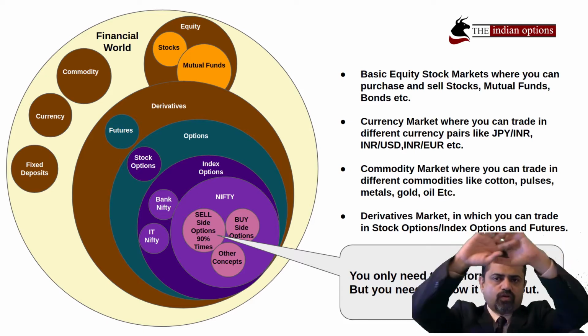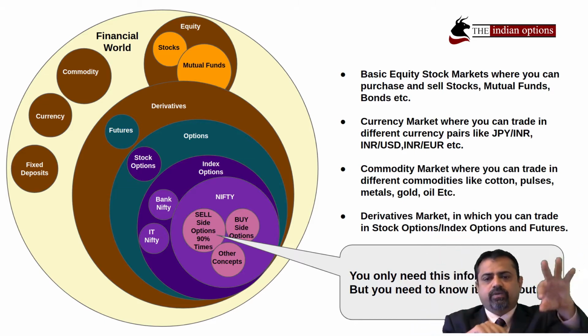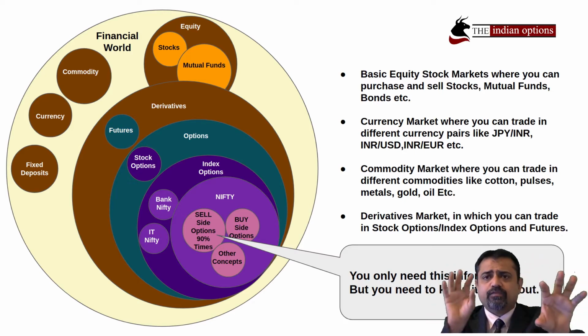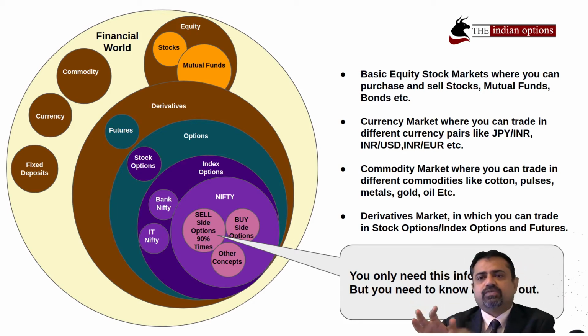So that is the whole finance world I have shown. There are different kinds of tools: equity, commodity, currency, fixed deposit. Forget about that, we are not going to deal with it. Coming back to derivatives, there are futures and options. We are not going to talk about futures, we are going to deal only with options. In options we have stock options and index options. We are not going to talk about stock options, we are only going to concentrate on index options. In index options, there are three small things: Bank Nifty, Nifty IT and Nifty. We are not going to talk about Bank Nifty and Nifty IT, so forget about that. We are only going to concentrate on Nifty options.